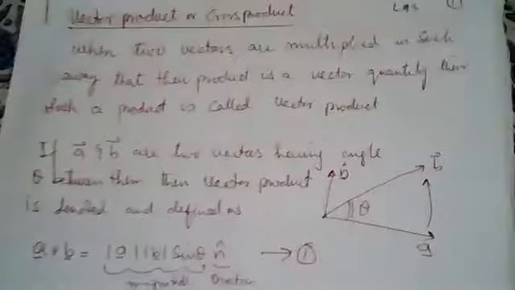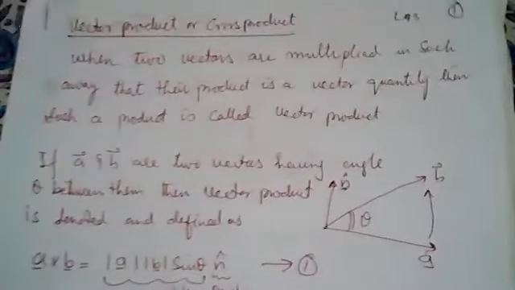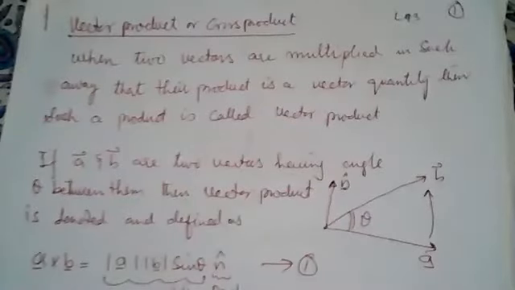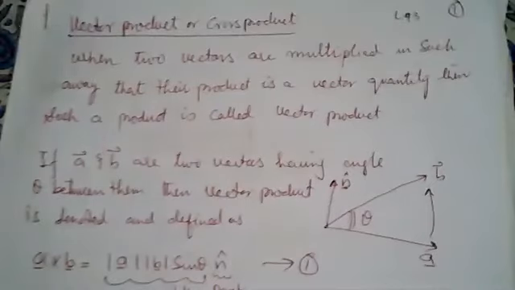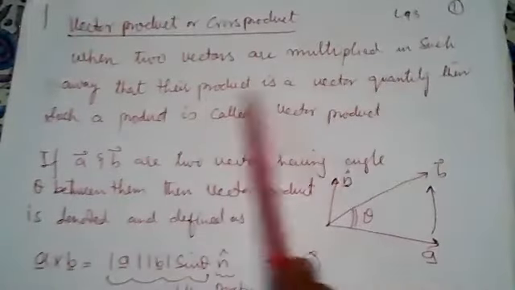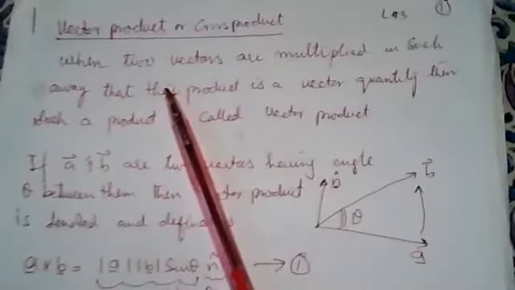Lecture number 3, vector product. The last class was about the scalar product, and now we have the vector product. Okay, what is the vector product? When two vectors are multiplied in such a way that their resultant is a vector quantity, then such a product is called vector product.